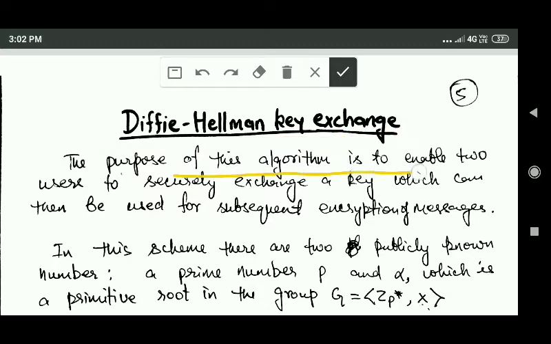In this tutorial, we will study the Diffie-Hellman key exchange algorithm. The purpose of this algorithm is to enable two users to securely exchange a key, which can then be used for subsequent encryption of messages.